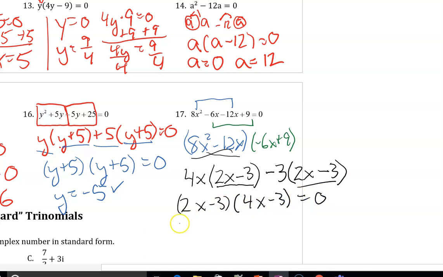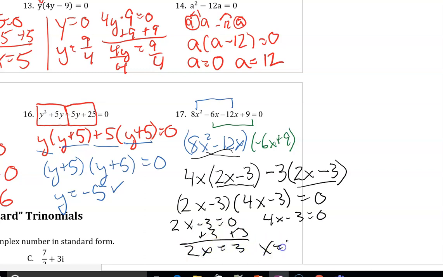I'm going to set each of these equal to 0. 2x minus 3 equals 0, or 4x minus 3 equals 0, and solve. Either x equals 3 halves or x equals 3/4.